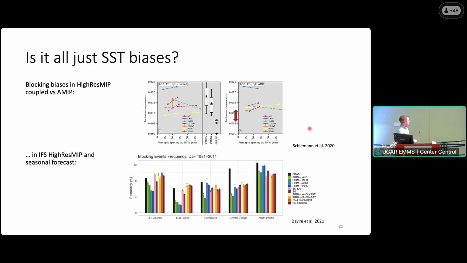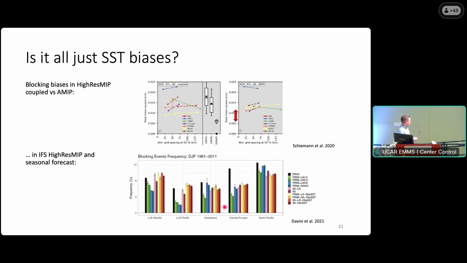This is a study led by Paolo Davini, and he looked at one particular HighResMIP model, the ECMWF IFS model, and compared that with seasonal forecasts from the same model. There's a lot going on in this plot. Let's look at this Central European case here.